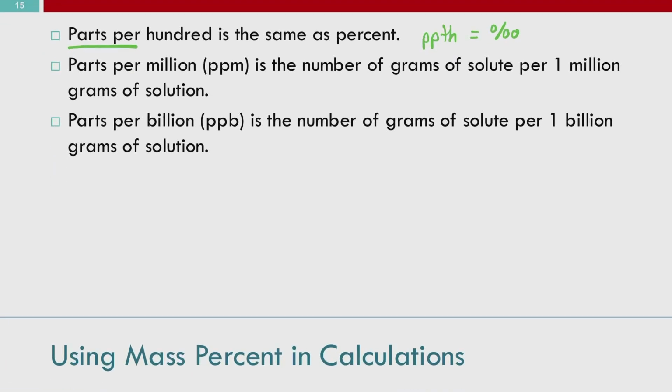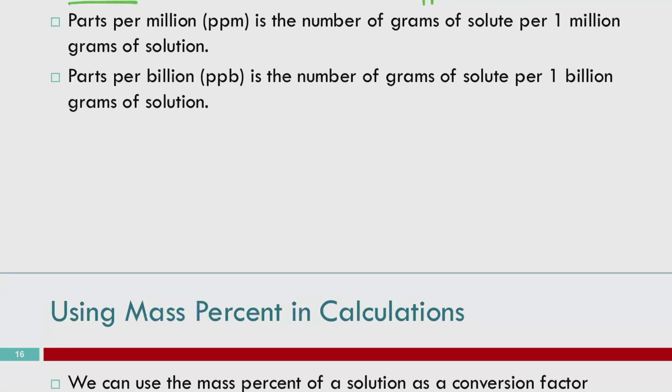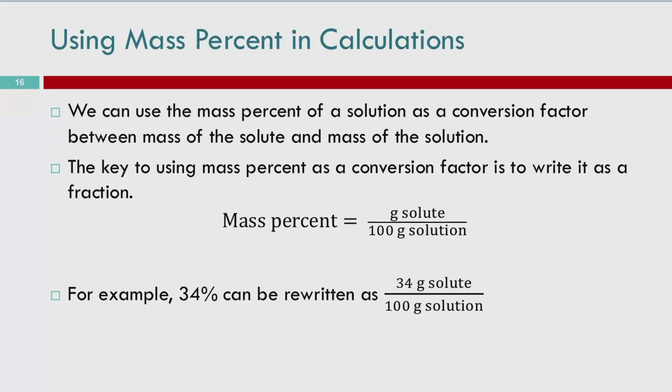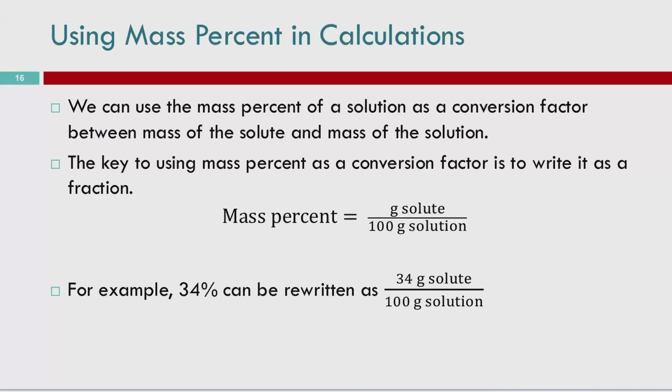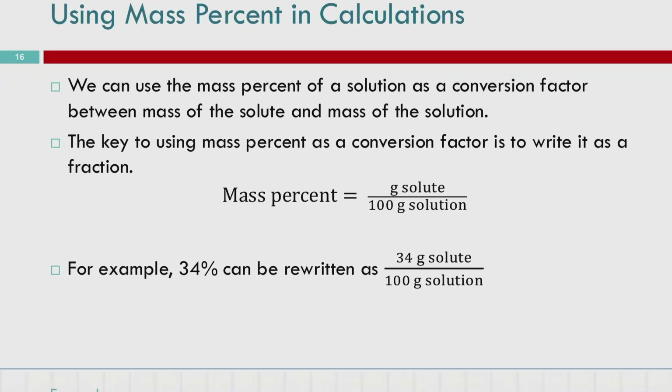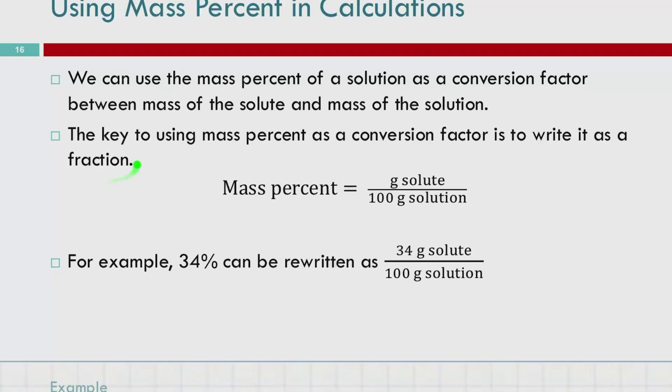That's publicly available data that you could look at. And that's a place you'd see it. Also in pesticide residues, those will often be in the parts per million or parts per billion range. So very small amounts. We can also use mass percent as a conversion factor between mass of the solute, that's what's on top, and mass of the solution, which is on the bottom. And there's a couple ways you can do that. You can write it as a conversion or write it as a fraction.